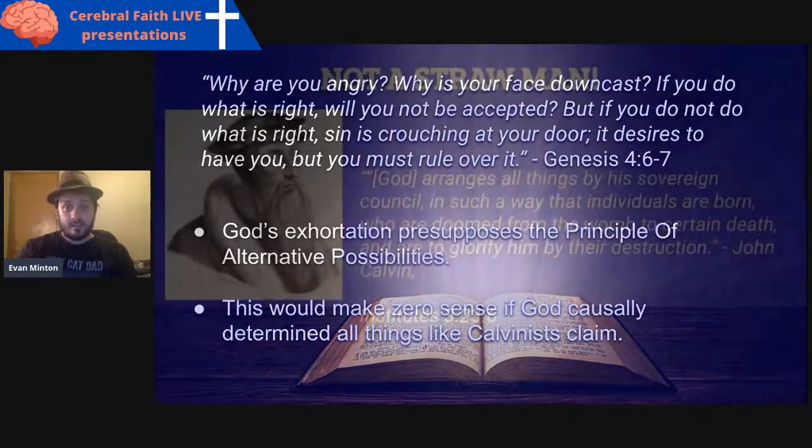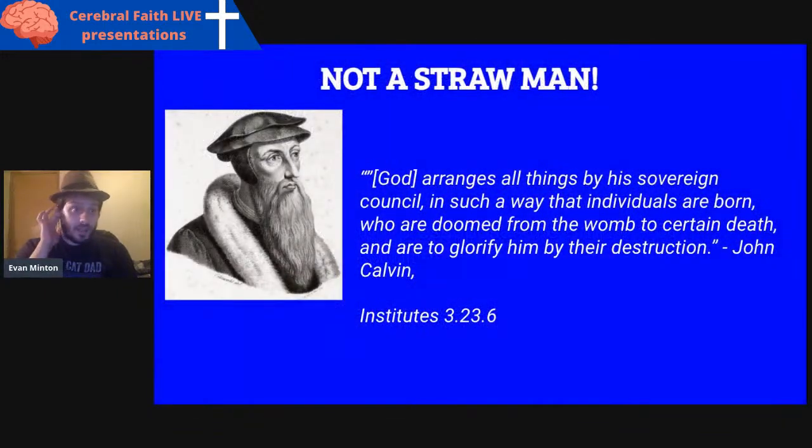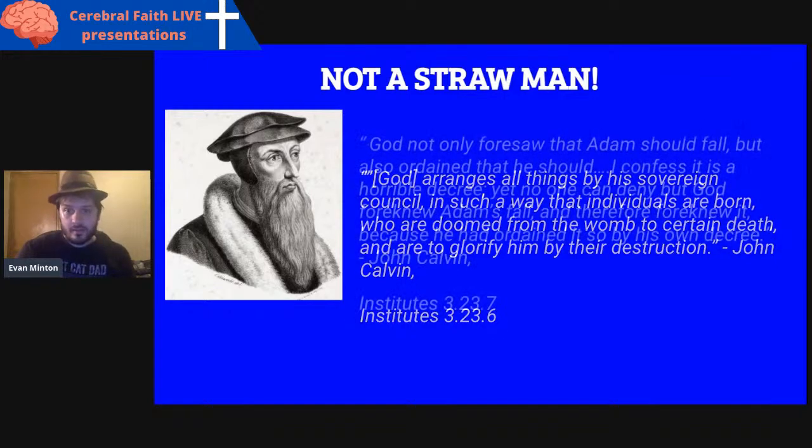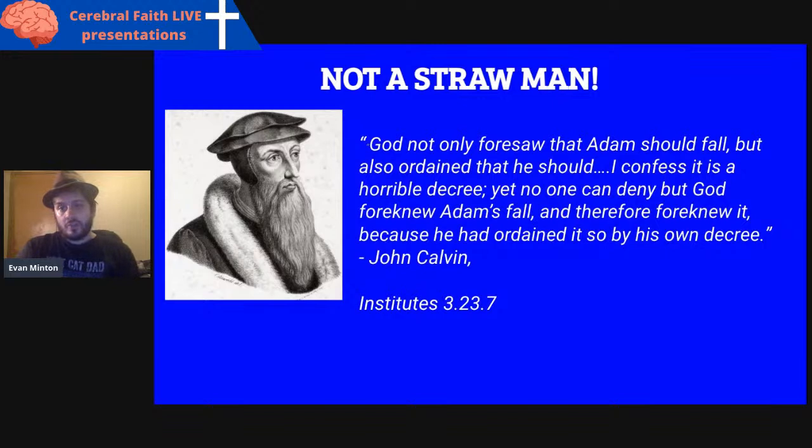Because, by the way, I'm not attacking a straw man when I just characterized what divine determinists believe. John Calvin in his Institutes says, "God arranges all things by his sovereign counsel in such a way that individuals are born who are doomed from the womb to certain death and to glorify him by their destruction," end quote. And he also said, quote, "God not only foresaw that Adam would fall, but also ordained that he should. I confess it is a horrible decree, yet no one can deny but God foreknew Adam's fall, and therefore foreknew it because he had ordained it so by his own decree."